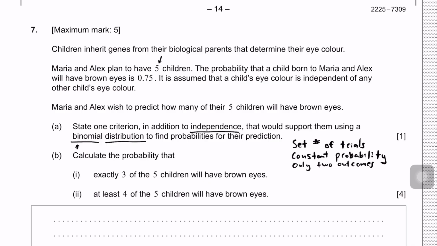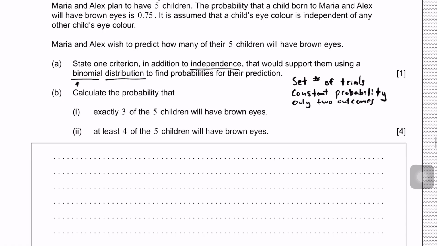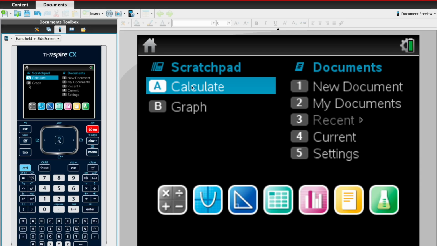Okay, so let's go on to part B. Calculate the probability that exactly 3 of the 5 children will have brown eyes, and then B2 is at least 4 of the 5 children will have brown eyes. So it's actually a pretty nice question for 4 marks, especially since they already kind of told us that we're dealing with binomial distributions. So let's go to the calculator here and work this out.